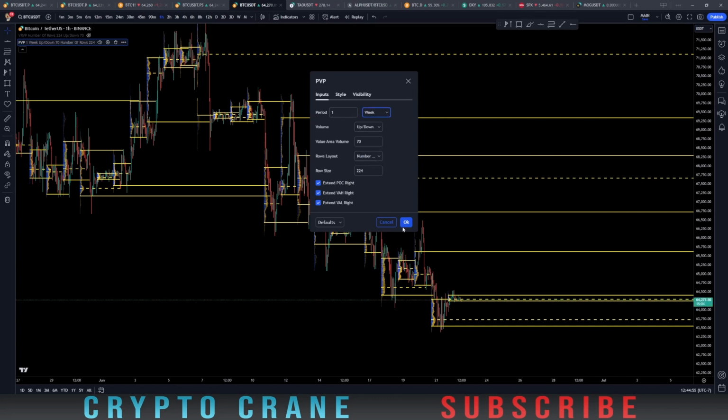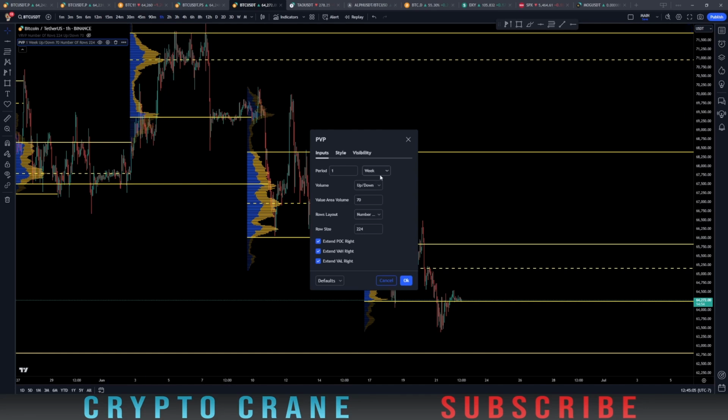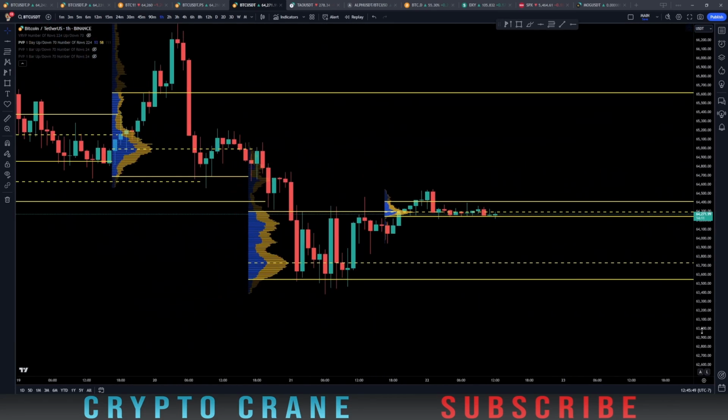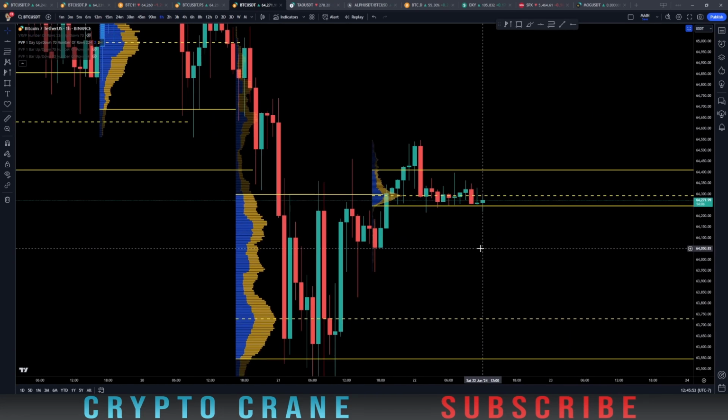As you can see here, if we were to just switch it to a weekly, it pushes back the volume profile to the start of the week, and you can understand what price action has been doing throughout the week or throughout the month. So let's go ahead and look at this daily volume profile for a second so you can get a gist of what I'm talking about and how it can show you different stuff on the charts.